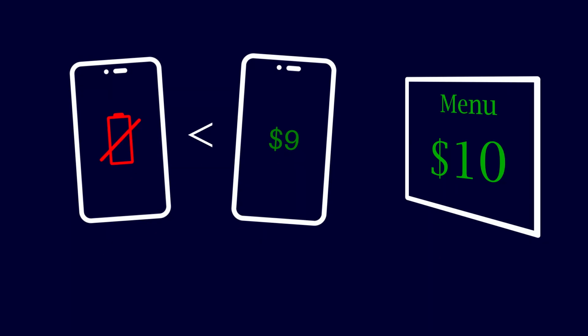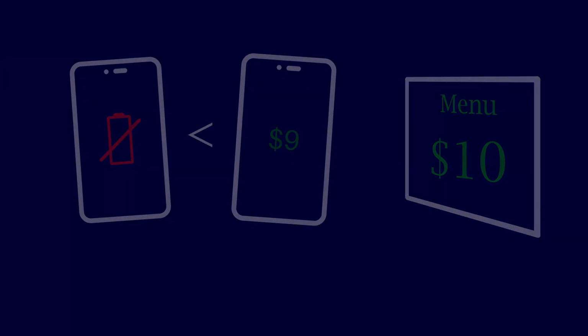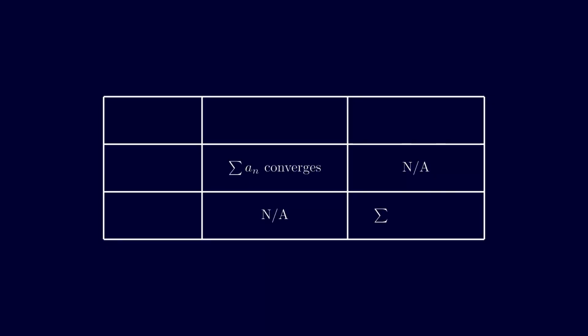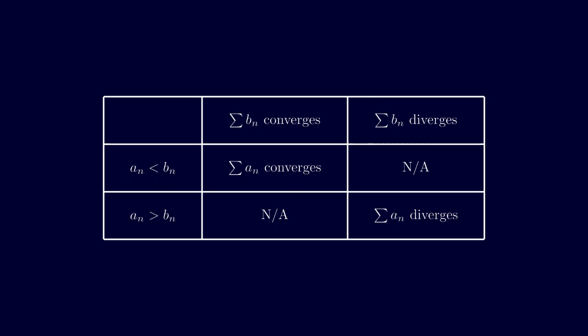Definitely not, right? I have less money than you, and you don't have enough to go out to eat at the restaurant, so I also don't have enough. This is very similar to the logic of the direct comparison tests. You can sit here and memorize a table that looks like this, or you can think of it as this kind of comparison. Let me explain.